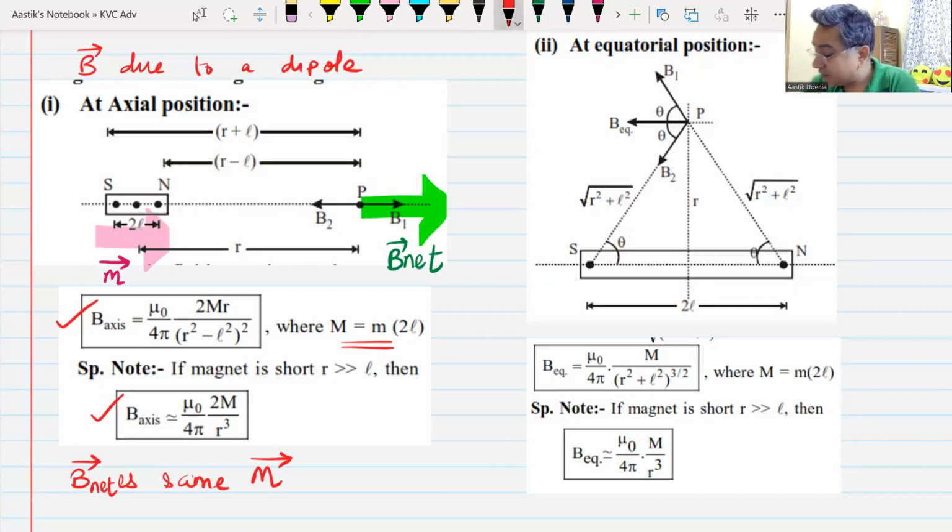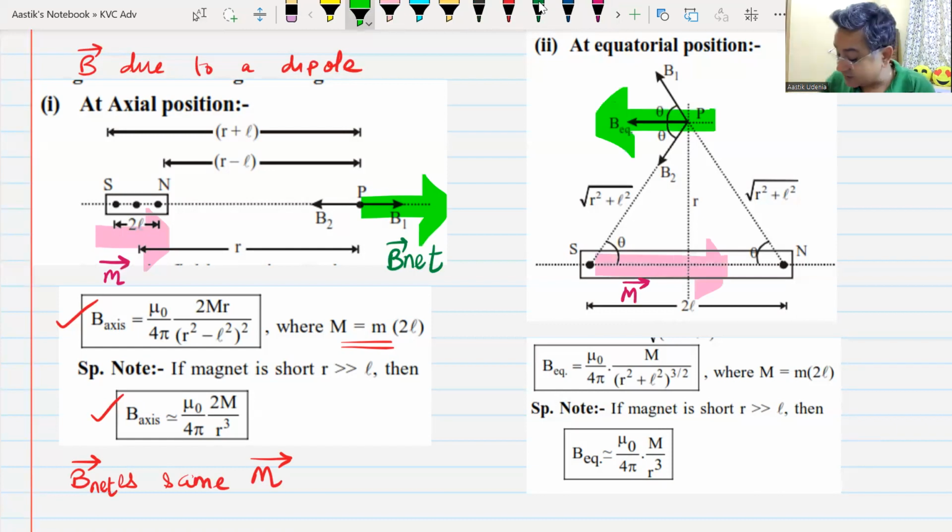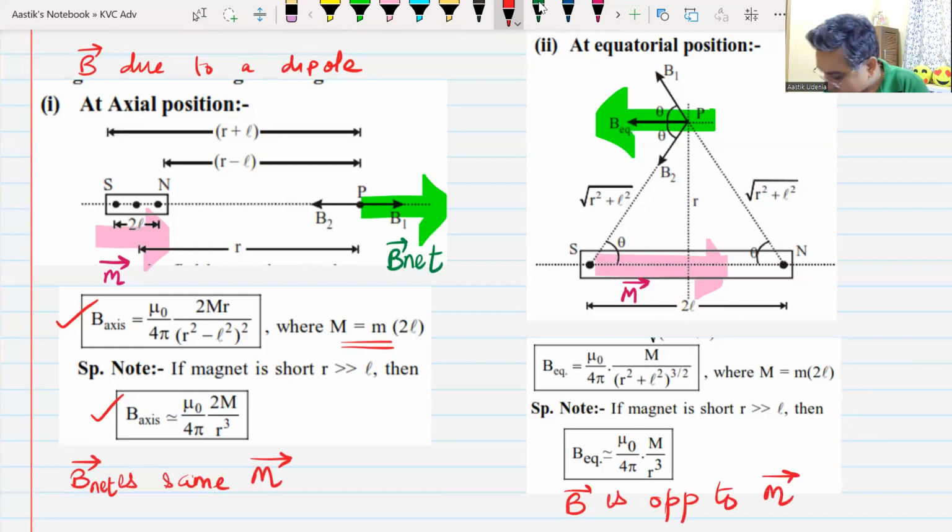Yes, sir. But here you can see the magnetic dipole moment is like this, but the magnetic field is in the opposite direction. So remember this, magnetic field B is opposite to M. Will you remember this? These are the two formulae. Now I'll give you 2 minutes to note them down.